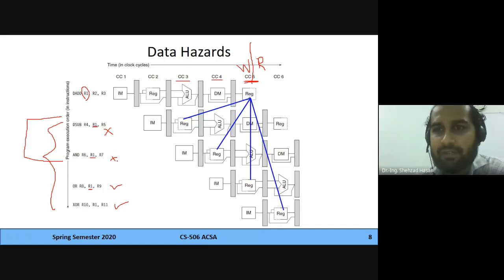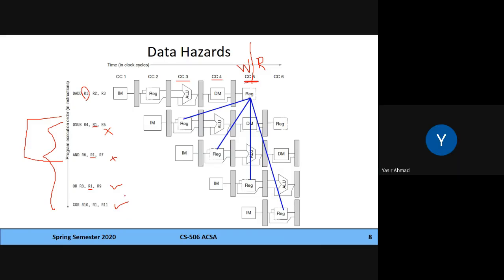But since these instructions are dependent on each other, this means if you are going to delay the subtract and AND instruction, then you have to delay the remaining instructions as well. Any question here?